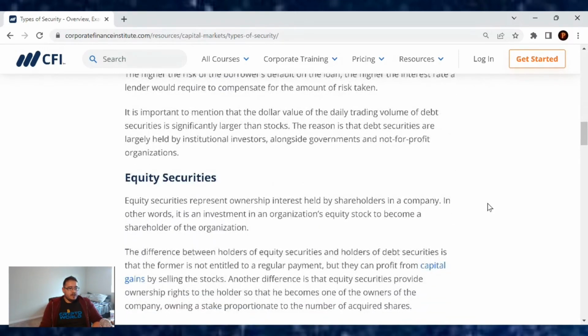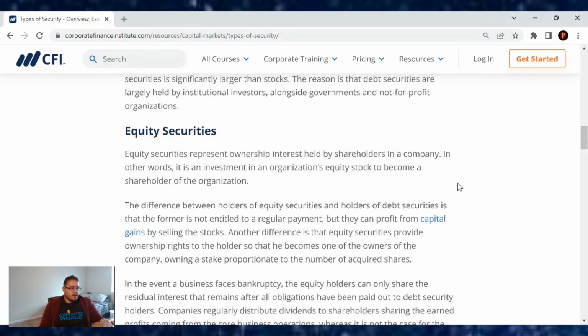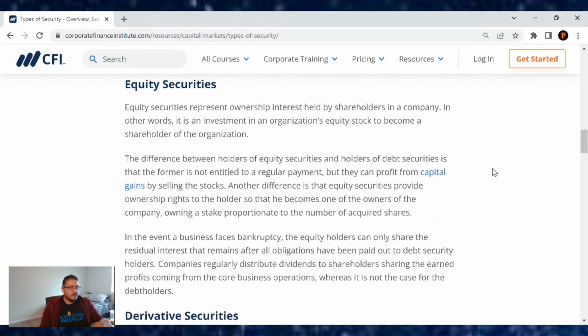The other type of security is equity securities. Equity securities represent ownership interests held by shareholders in a company. In other words, it is an investment in an organization, equity stock, to become a shareholder of the organization. The difference between holders of equity securities and holders of debt securities is that the former is not entitled to a regular payment, but they can profit from capital gains by selling the stocks.